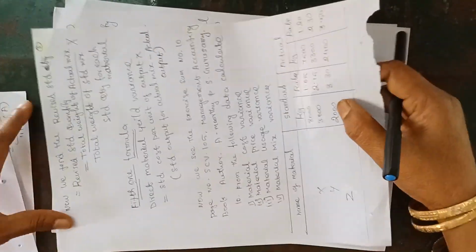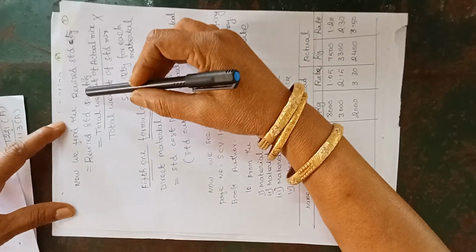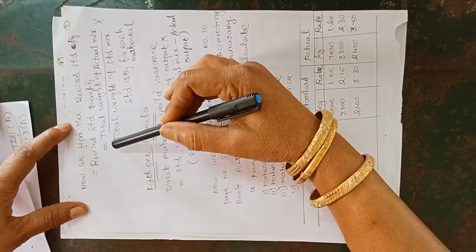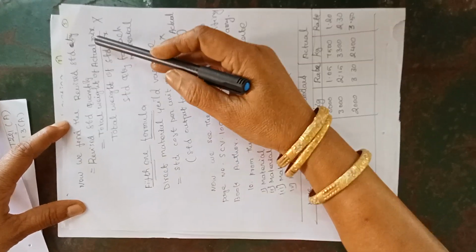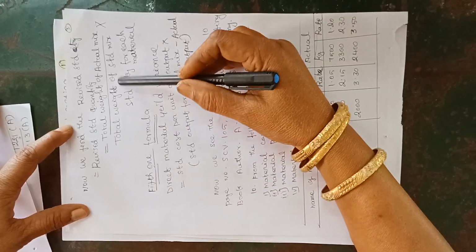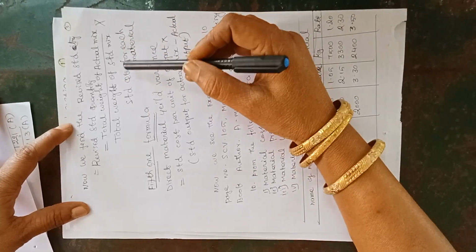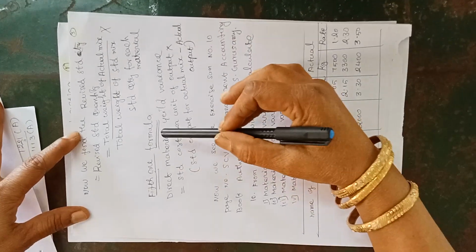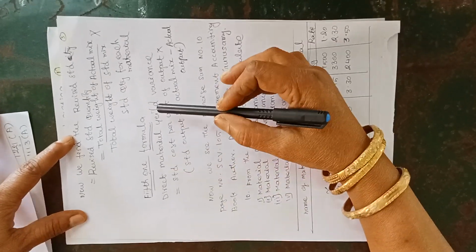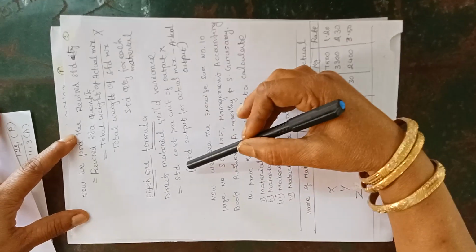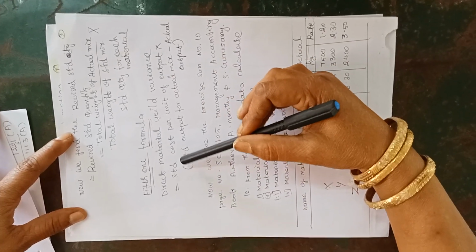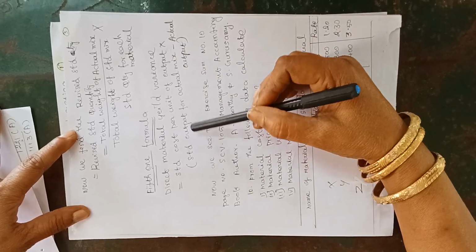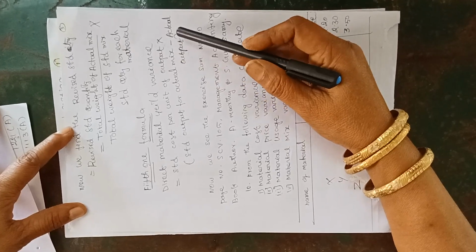Now see the revised standard quantity. Revised standard quantity equals total weight of actual mix divided by total weight of standard mix into standard quantity for each material. Fifth and last formula, direct material yield variance: standard cost per unit of output into standard quantity for actual mix minus actual output.